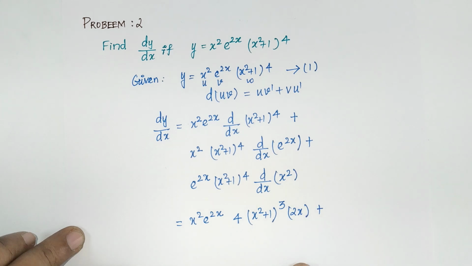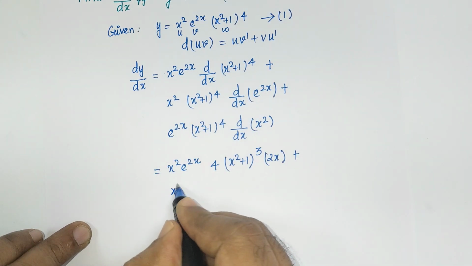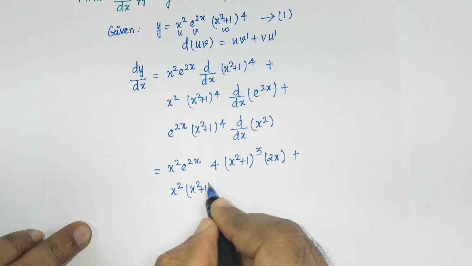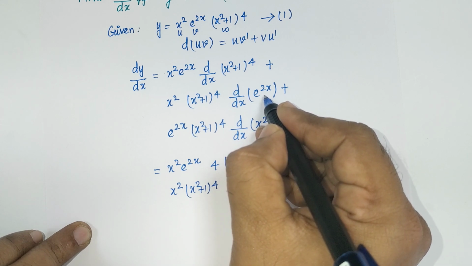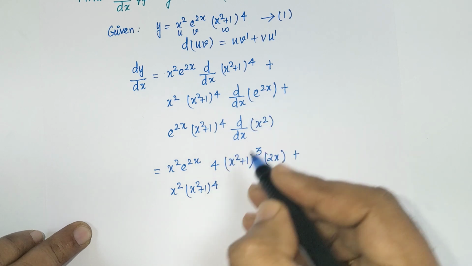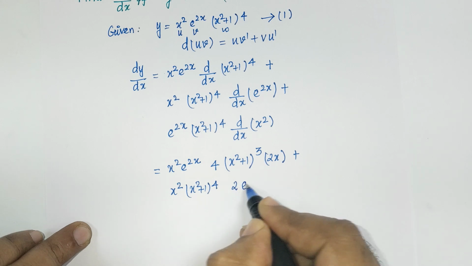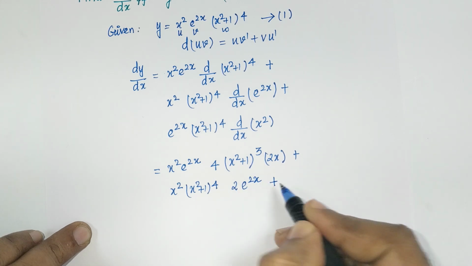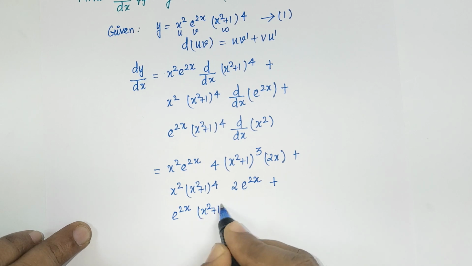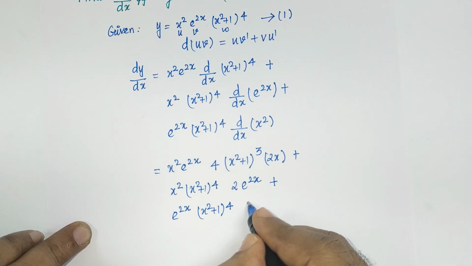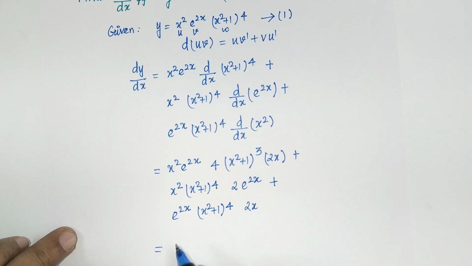And plus, next term x square and (x square plus 1) whole power 4 constant, differentiation of e power 2x. Our formula is differentiation of e power ax equal to a into e power ax. In similar manner, here a is 2, so differentiation of e power 2x is 2 into e power 2x. And plus next, e power 2x and (x square plus 1) whole power 4, and differentiation of x square is 2x. Now from all the terms, I take the common term outside. In the last one, e power 2x and 2x and (x square plus 1) whole power 4.